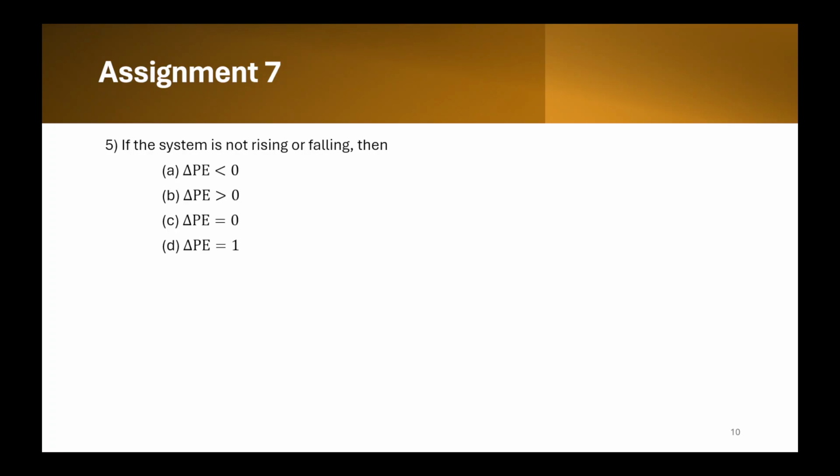Next question, if the system is not rising or falling. Rising or falling as such is related to some reference. So the reference is such that there is no rise or fall, so there is no delta Z basically. So delta P comes into picture here. So g delta Z, or mg delta Z, sorry. This delta Z is 0. So delta P will be 0.